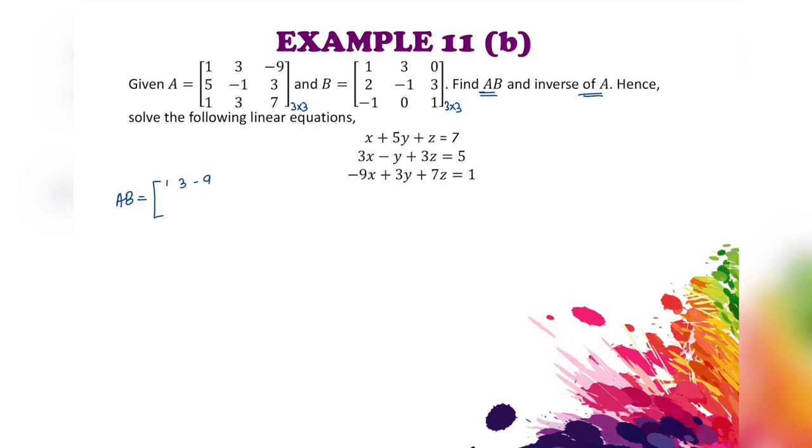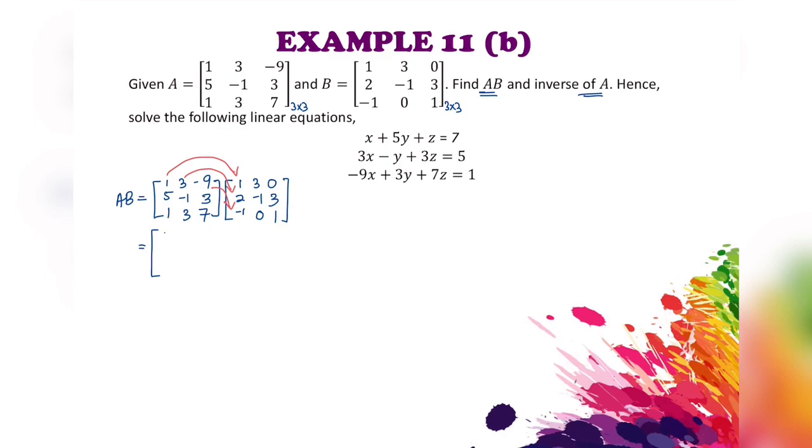1, 3, negative 9, 5, negative 1, 3, 1, 3, 7, multiplied by 1, 3, 0, 2, negative 1, 3, negative 1, 0, 1. Okay. So we need to write the operation, if you still remember. 1 multiplied by 1 plus 3 multiplied by 2 plus negative 9 multiplied by negative 1. And we are going to do the same steps for the rest of the elements.